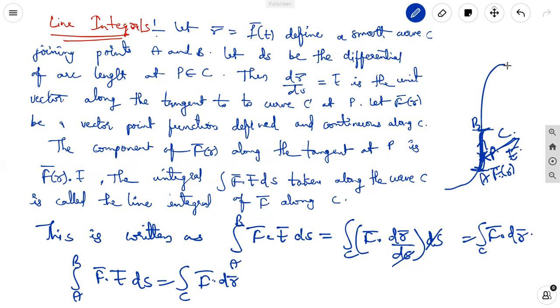This is definite, but the curve C itself is indefinite. We can take particular definite points to calculate the line integral length, and from that we can calculate the overall length of the curve over C. At a particular point P, the vector point function is capital F, and R vector is the position vector of the curve C. Then the dot product of the position vector and vector point function gives the overall length along the curve. That is the definition of the line integral.